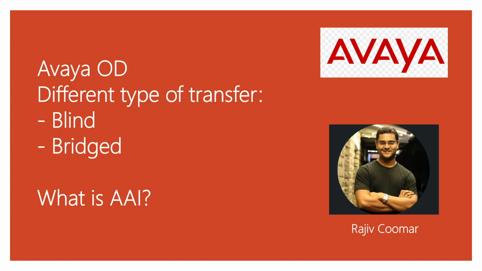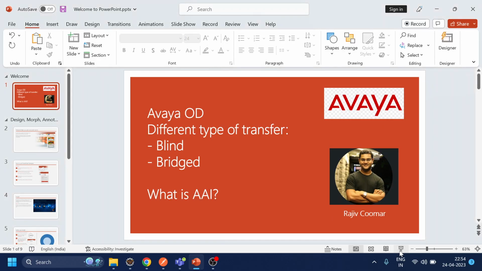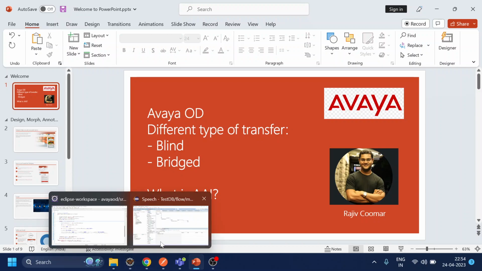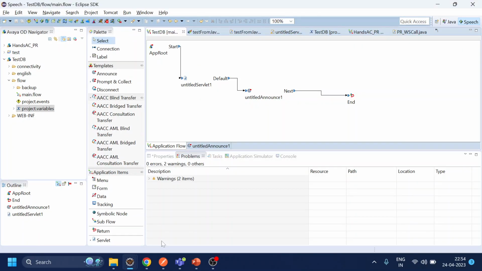Hi guys, in this video we are going to discuss the different types of transfer we can do from Avaya. One of them is blind, another one is bridge. So let's go to the code side so it will be easy to understand.